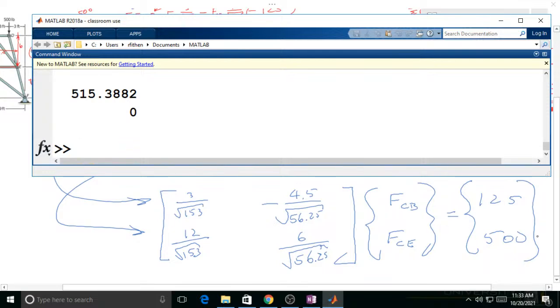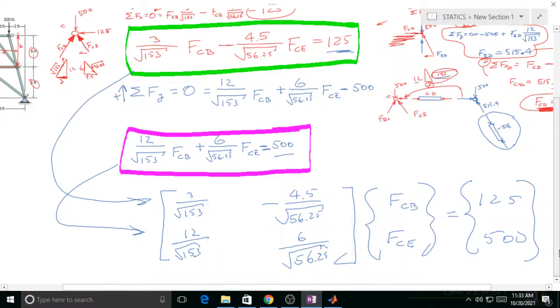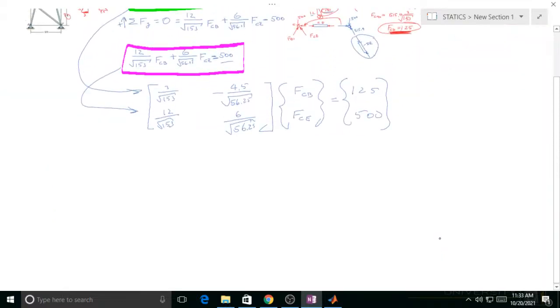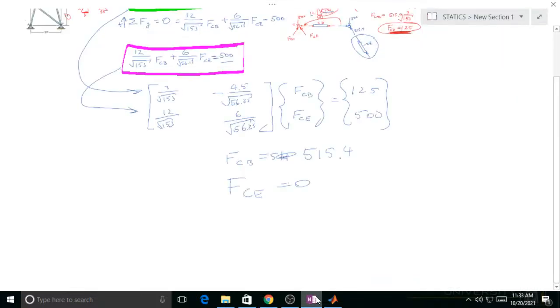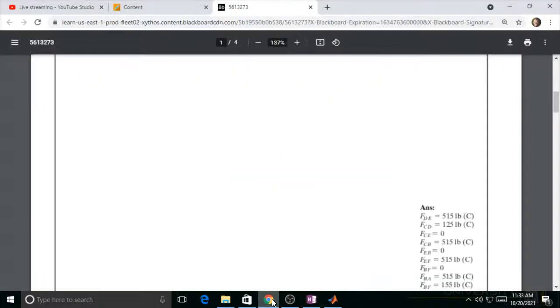Okay, wait a minute. Let's see if I can do this. 515. Okay, can I go down? It won't go down. Why won't it go down? Oh no. Okay. So I think I got FCB equal to 515.4, FCE equaling 0. Okay, FCE is right here. Was it CB? CB. So we got the same answer. Seems interesting, CE holds no load.